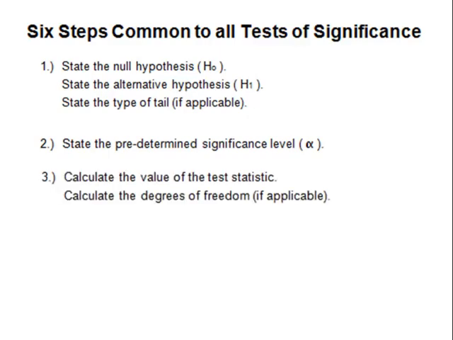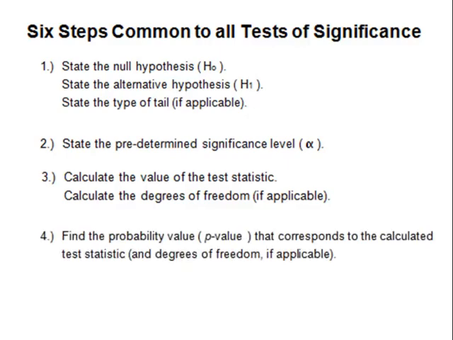Number 3, calculate the value of the test statistic. This will come from the data from the sample. If we are computing population mean, calculate the degrees of freedom. Number 4, find the probability value, called the p-value, that corresponds to the calculated test statistic. The p-value can be found by using software, the calculator, or by using a table.